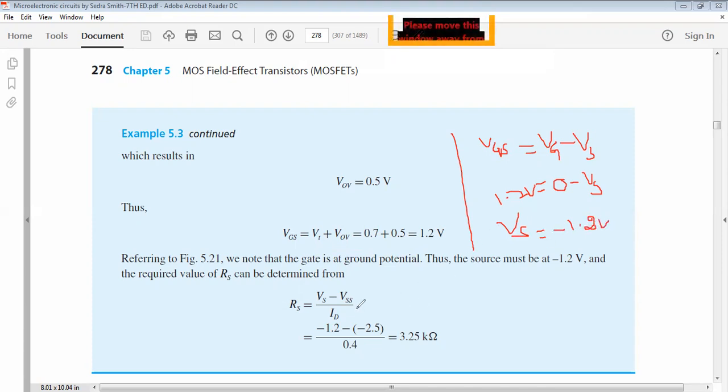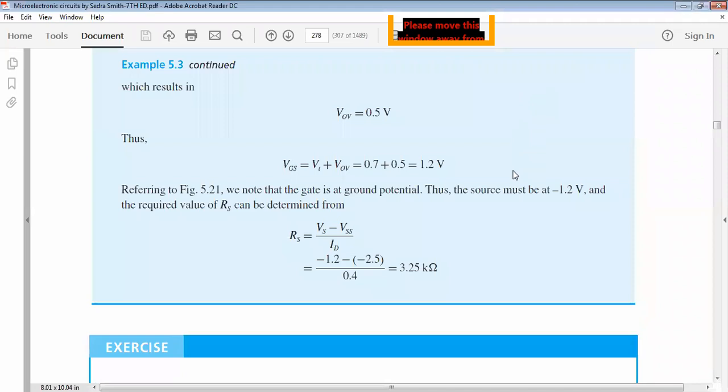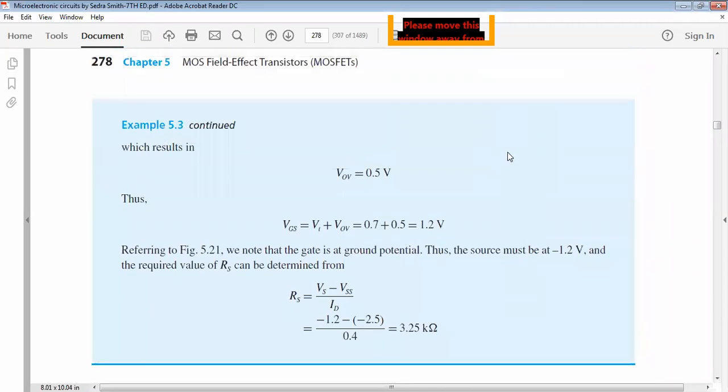Yes, once we know the source voltage, then we can easily determine RS. So RS is equal to VS minus VSS by ID. So VS is equal to minus 1.2 minus, what is VSS? Minus 2.5. Then you can calculate the resistance RS is equal to 3.25 kilo ohm. Like that, we can easily design an NMOS circuit for the given circuit parameters.